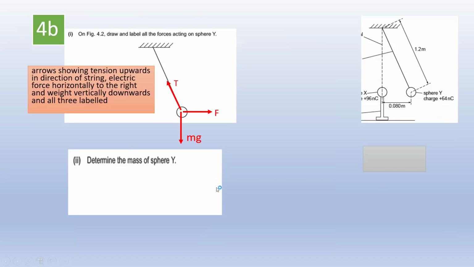Determine the mass of sphere Y. Either you can resolve in components or use a vector triangle: mg plus F plus T. And this angle is theta. This is also a similar triangle. 1.2, 0.08 meter.